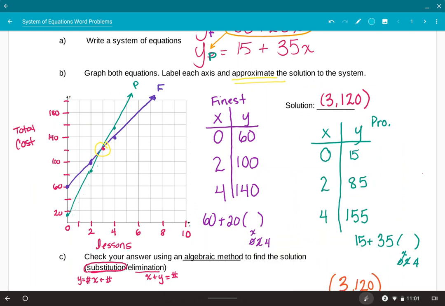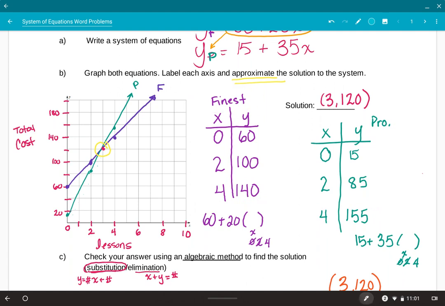But after that meeting point, the finest becomes cheaper because it's the lower one. So if you're going to do more than 3 classes, 4 classes, it's only $140 at finest. But here, it's $15 more at professional, okay? So it all depends on how many classes you want to take. So if I did this, I would say if you're going to take less than 3 classes, go for the professional. If you're going to take more than 3 classes, go with finest.